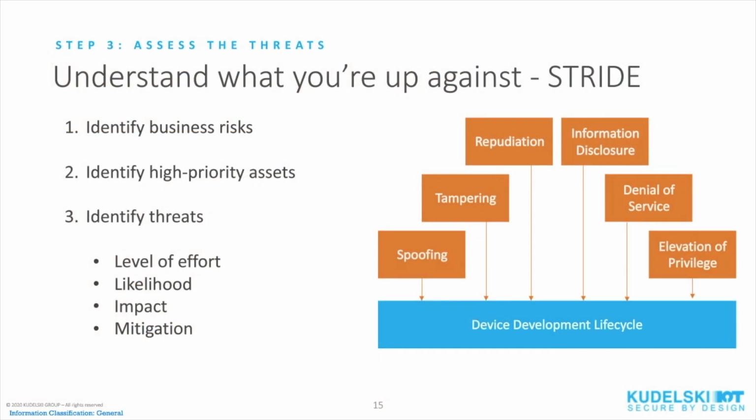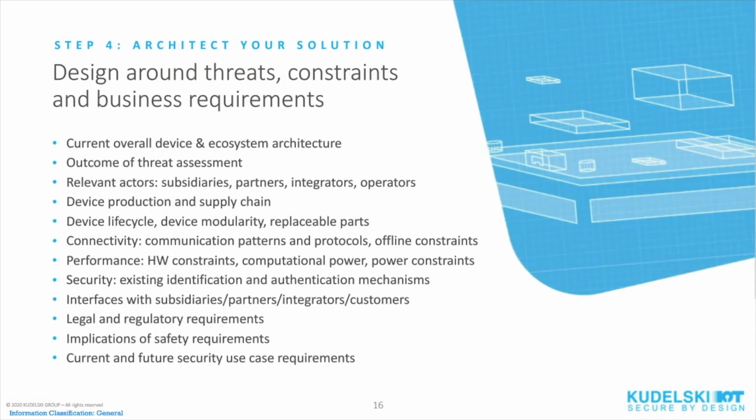Once you've assessed and understood your threats, then you can start architecting the solution, because you really need to design around those threats, as well as the specific constraints of the type of hardware that you're going to be using, the communication system that you're going to be using, as well as your specific business requirements. So there's a lot of detail that goes into the architecture process that all starts with a threat analysis, so that you can then take those security observations and concerns into design and architecture.